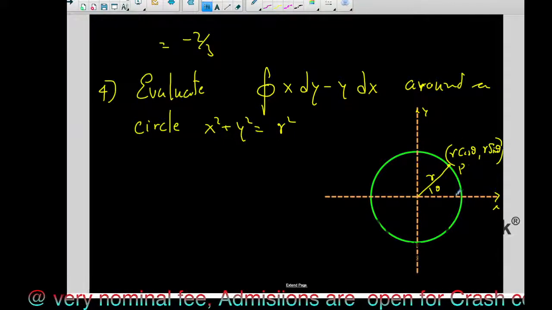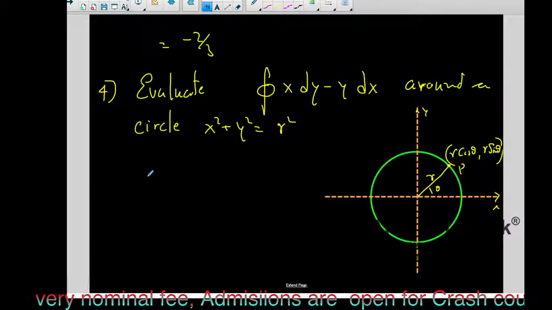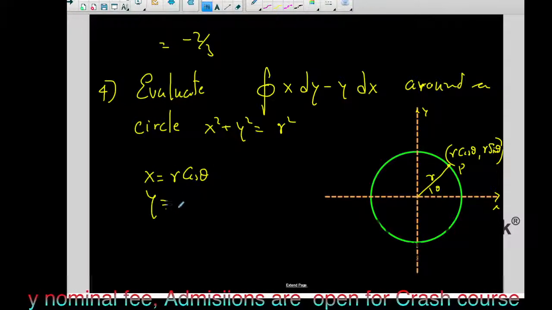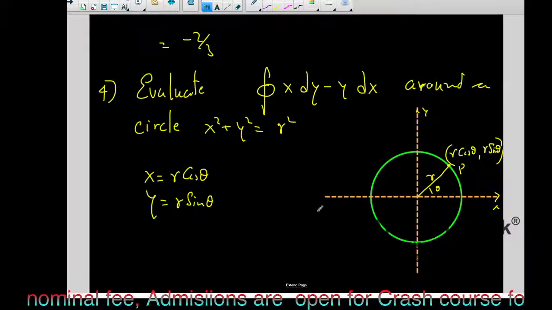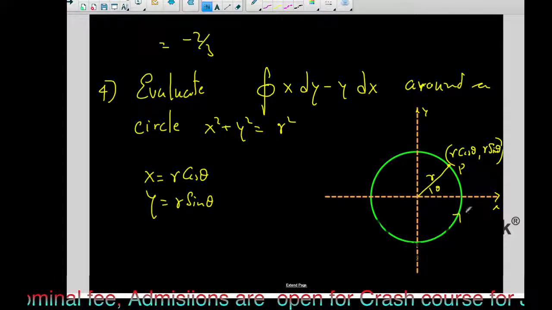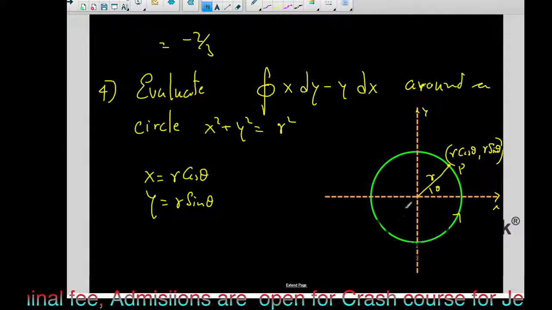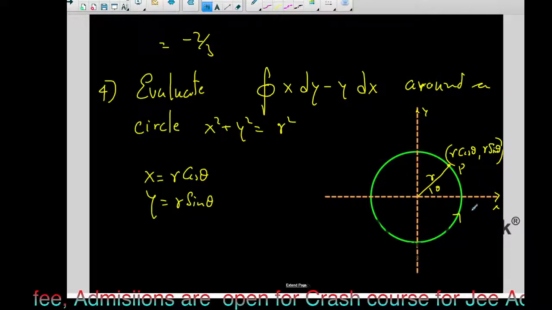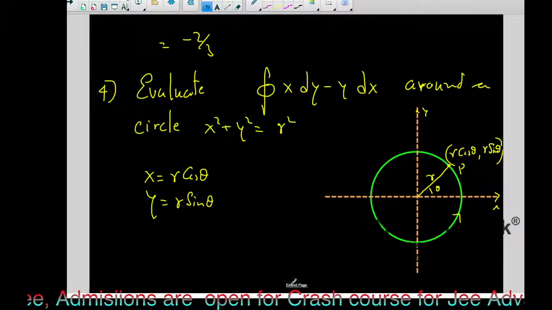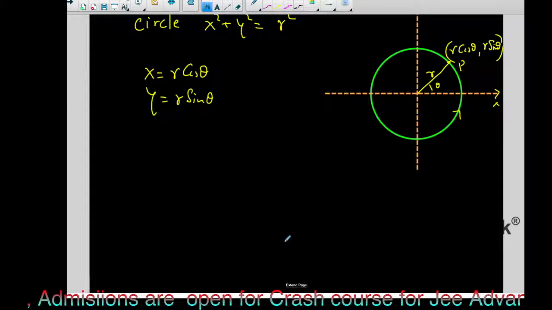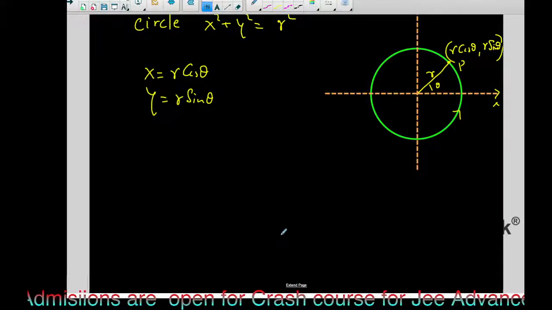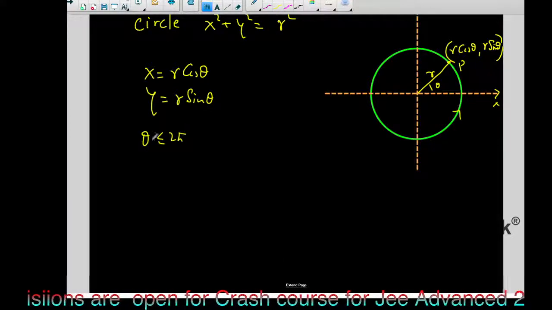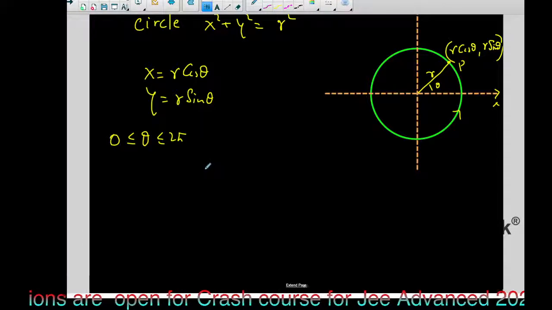This is the parametric point. So in this situation, you consider x equal to r cos theta and y equal to r sin theta. You have to go along this closed loop, the entire circle, so the angle limit is from 0 to how much? The entire angle, that is 2 pi. So here you consider the parameter theta, which varies from 0 to 2 pi.